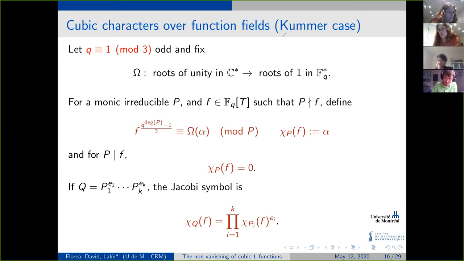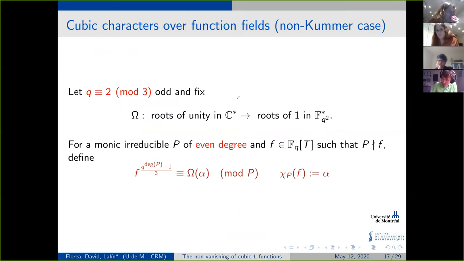Now, if Q is congruent to 2 mod 3, you cannot always do that because, like in here, the degree of P minus 1 is not necessarily a multiple of 3. So the only case in which you can do that is when the degree of P is even, because then you have Q squared, which is congruent to 1 mod 3. So with Q congruent to 2 mod 3, you can form a character when P has even degree.